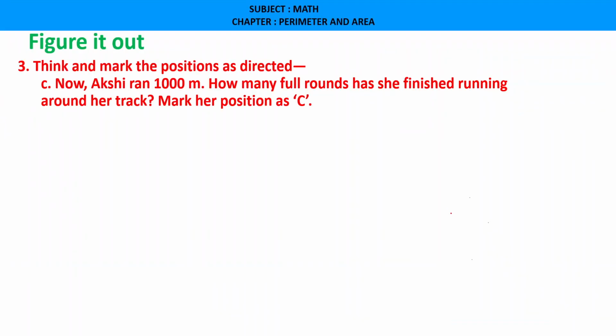Let us see the third question, subsection C. Now Akshi ran 1000 meters. How many full rounds has she finished running around her track? Mark her position as C. So first we need to calculate how many full rounds she might have completed, and we need to mark her position as C.